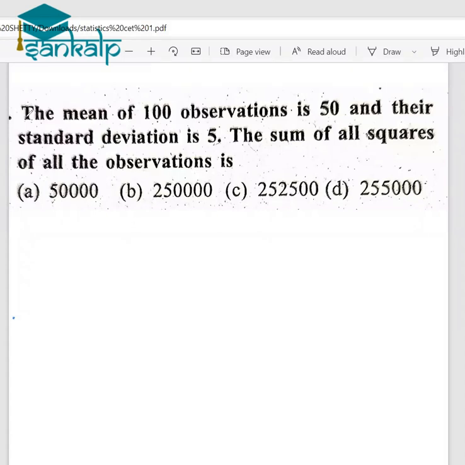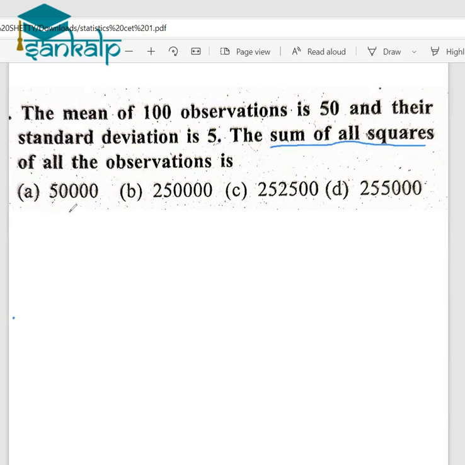Next question, question number 7. The mean of 100 observations is 50 and their standard deviation is 5. The sum of all squares of all the observations is, okay, so the mean is given, it is equal to 50, the number of scores is given, and the value of standard deviation is given. We need to calculate the sum of the squares of the observations.